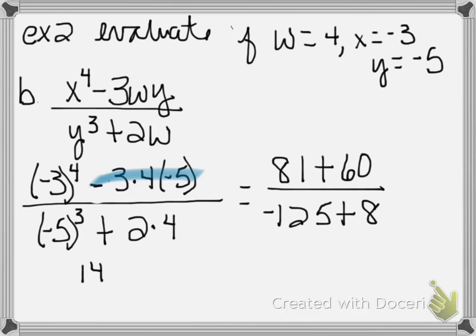Add the numerator, 81 plus 60 is 141. And in the denominator, negative 125 plus 8. My signs are different, so I'm going to subtract and get a negative 117.